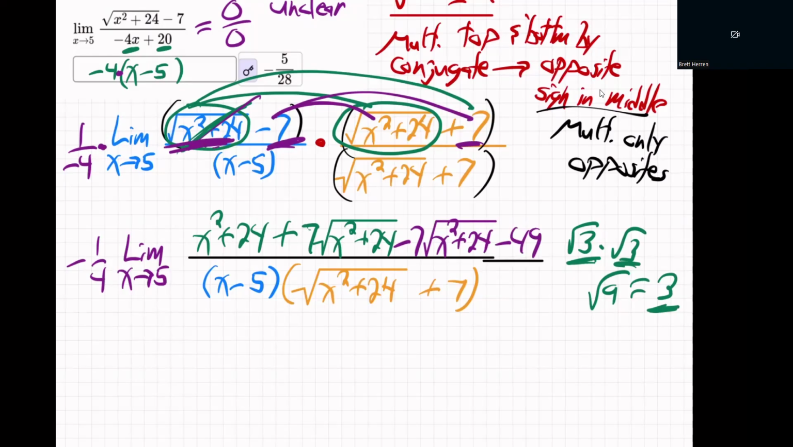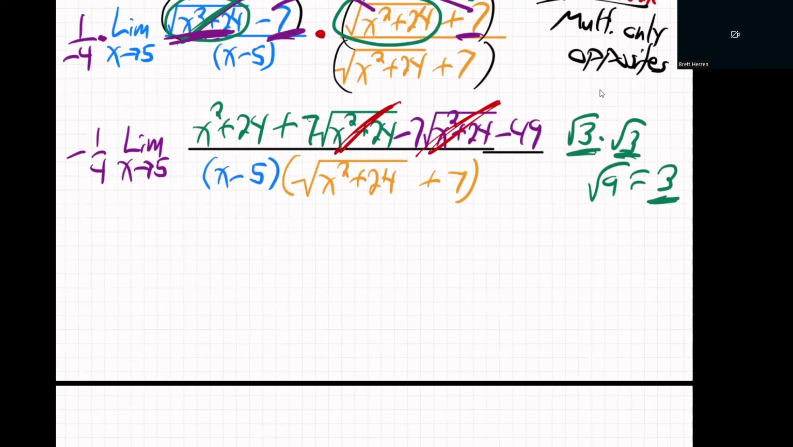Okay, so now do you see the nice thing that happens up top? This and this cancel. Do you see why we used one? We used the opposite sign in the middle. We had a minus, so we used the plus because then you get one positive root, one negative root, and the roots are gone. So that's really nice. And so now that brings us to minus 1/4.